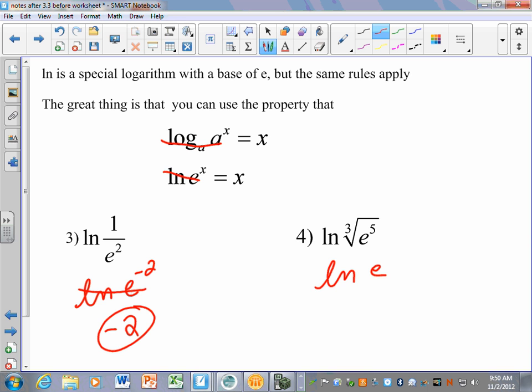And what would my exponent be on this if I change this all to exponents? Yeah, it would just be 5/3, which means that's my answer. The answer is just 5/3. So don't be thrown off by that. It's just knowing those exponent rules.